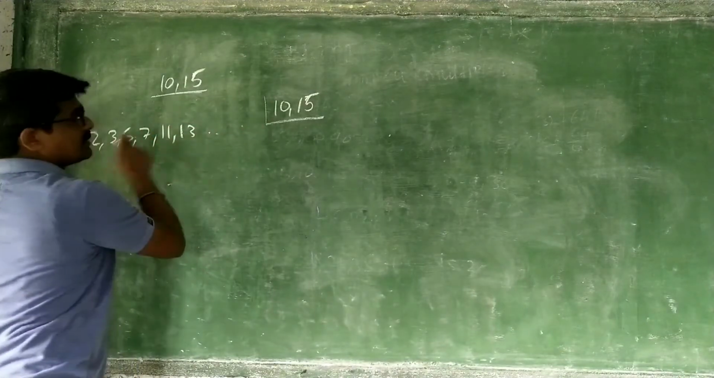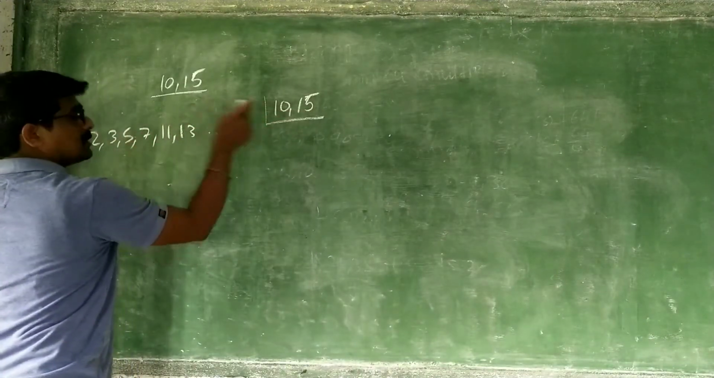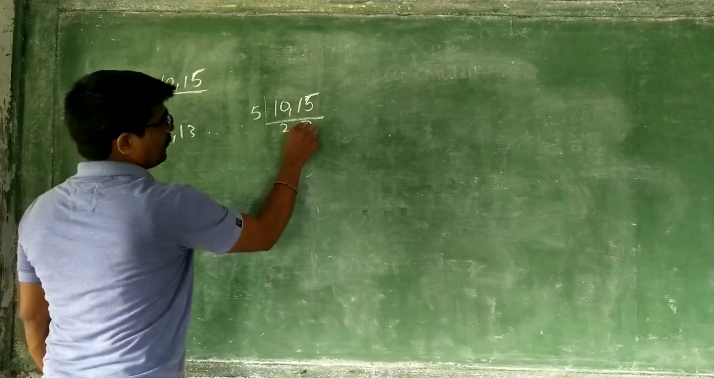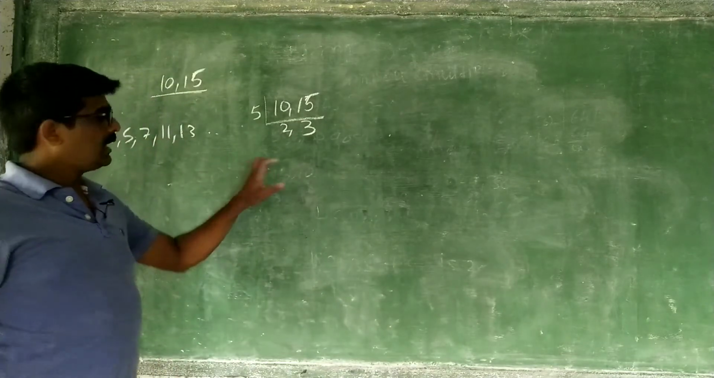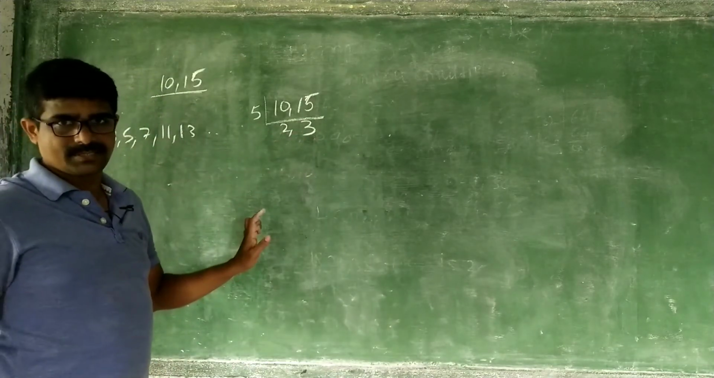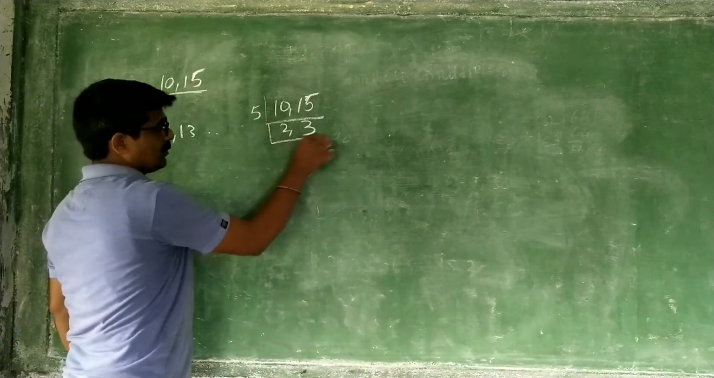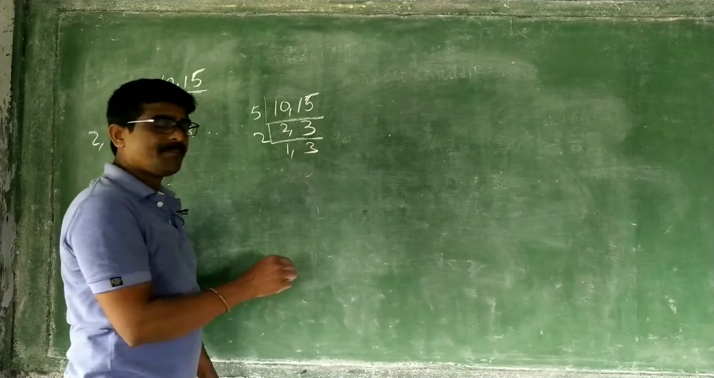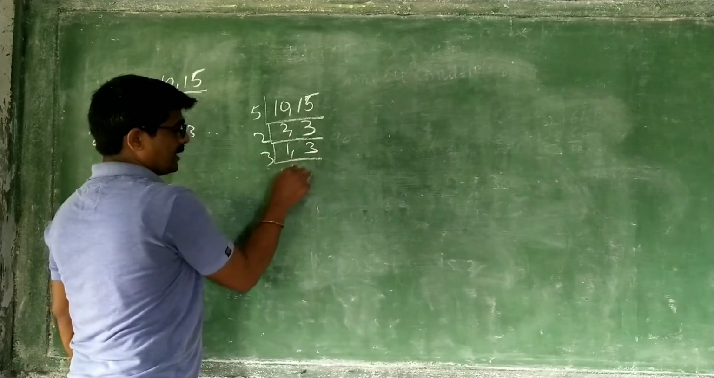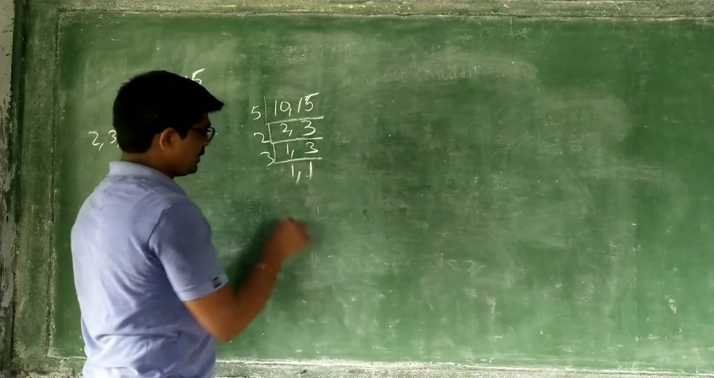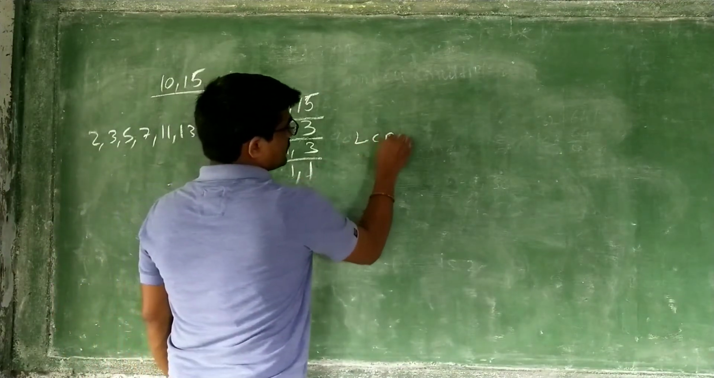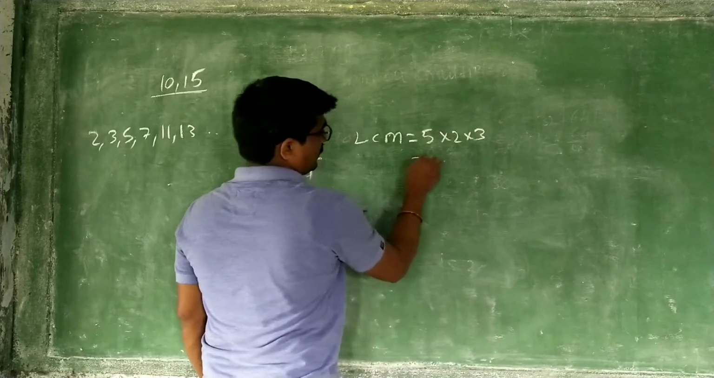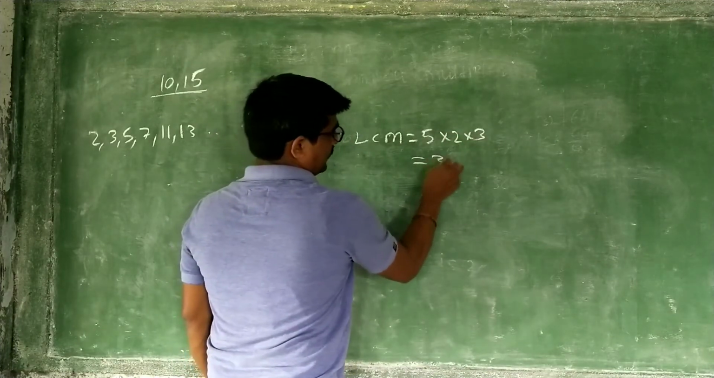But here 2 is not possible for both, 3 is also not possible. 5 is possible: 5 1s are 5, 5 2s are 10, 5 3s are 15. Then 2 divides 10 once, and 3 is not divisible by 2, so it stays as it is, 3. Next again 3, 3 1s are 3. So LCM is equal to 5 into 2 into 3, that is equal to 10, 30.